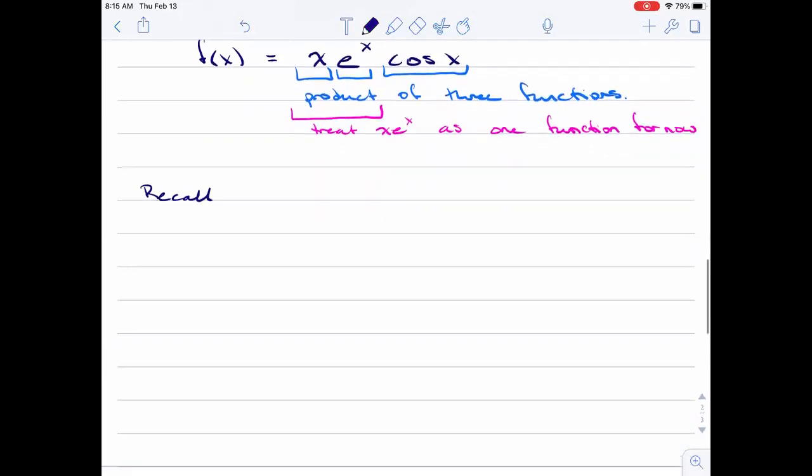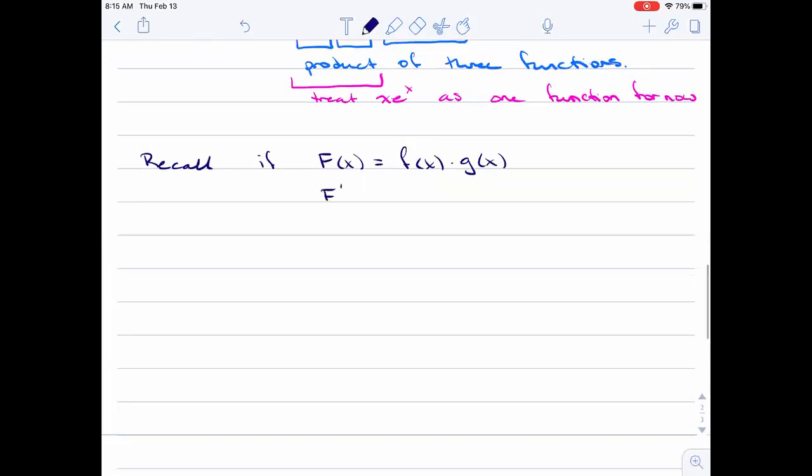We are in the review, but recall, if F of x is f of x times g of x, or I guess we should call it capital F or something. So just restating the product rule, then F prime of x is f of x held steady times g prime of x plus g of x held steady times f prime of x.